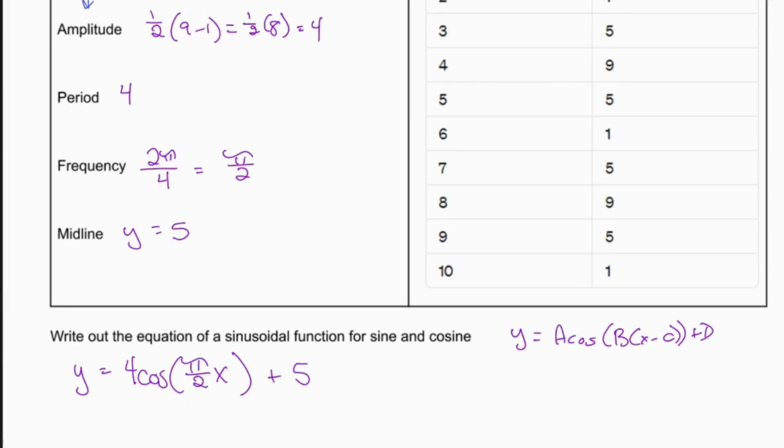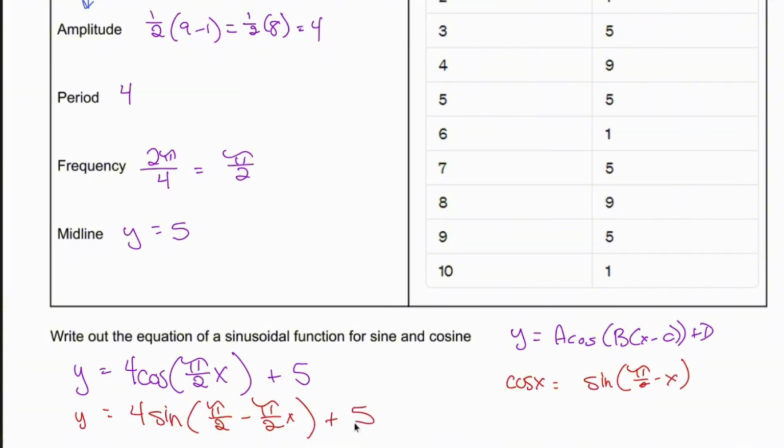Now how can I easily turn this into a sine function? Well, there's a little rule that says that cosine x is the same thing as sine of pi over 2 minus x. So I have y equals 4, and I'll turn cosine of pi over 2 x into sine by doing sine of pi over 2 minus pi over 2 x. Since that is technically my whole x, I'm writing that out as pi over 2 minus pi over 2 x, and then plus 5. And if I wanted to simplify this further and factor out a pi over 2, I guess I could, but I think I'm okay.